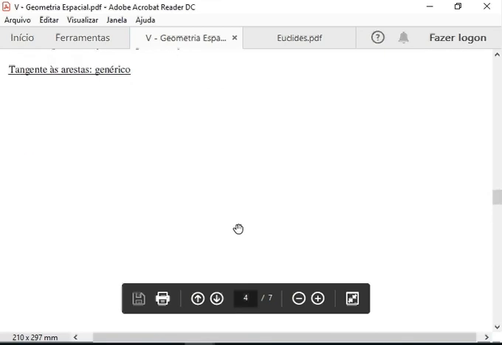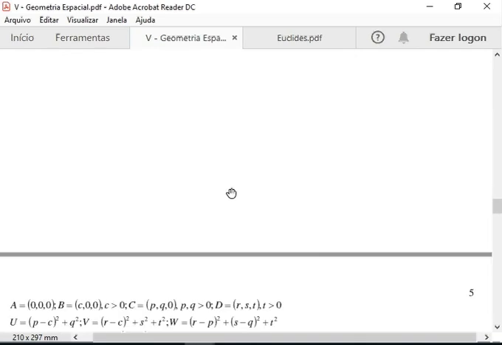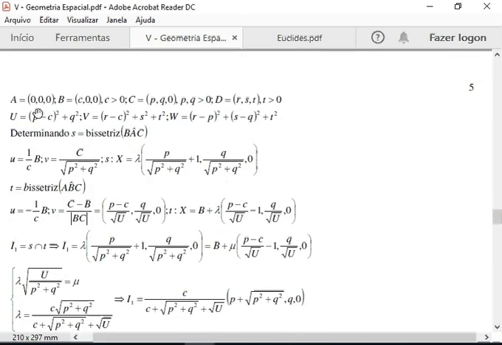Now we're going to do the same calculations generically for the sphere tangent to the edges. This will be harder to see. Let A be 0, 0, 0, B is (c, 0, 0) with c greater than 0, C is (p, q, 0) with q greater than 0, and D has z greater than 0. Who is U? It's this. Who is V? It's this. And who is W? It's this.